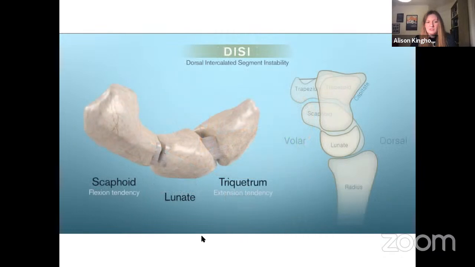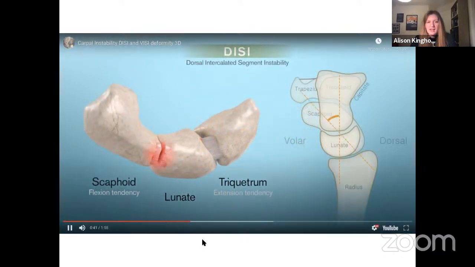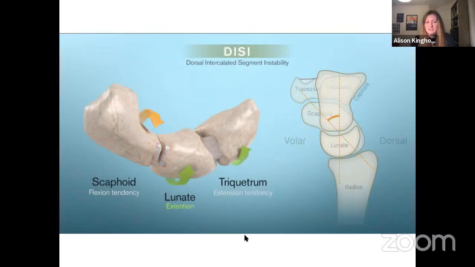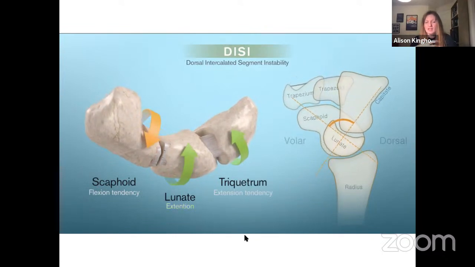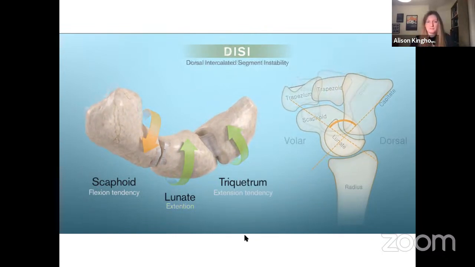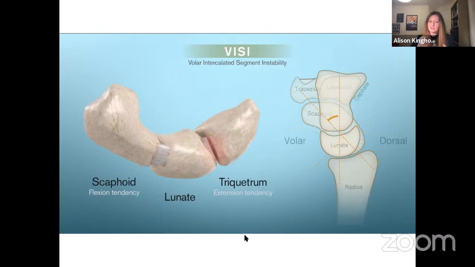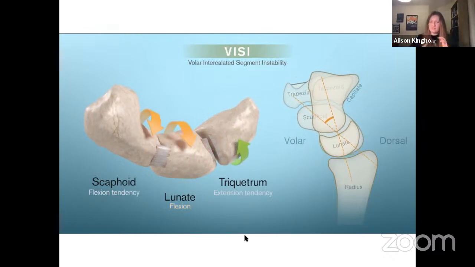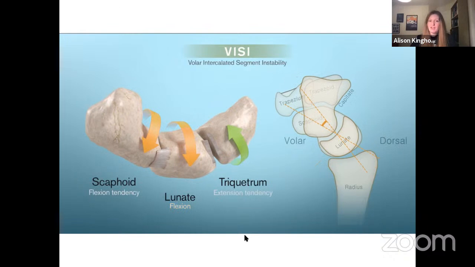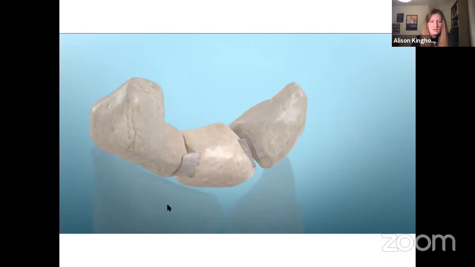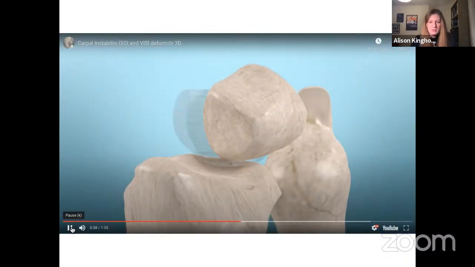What happens if you snap the scapholunate ligament? You get a dorsal intercalated segmental instability. And it shows here how that all falls out of alignment. What if we go the other way and snap the lunotriquetral ligament? Well, the opposite happens. It falls out of alignment in a volar direction. Right.